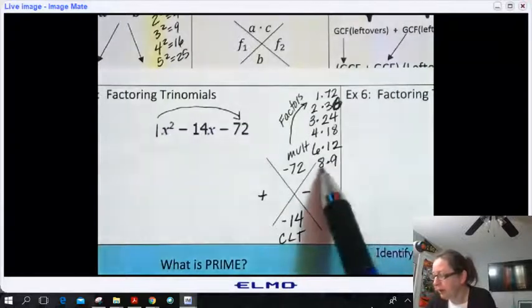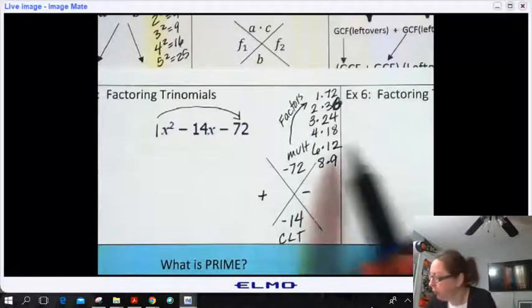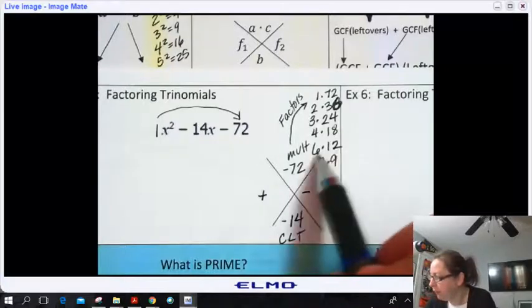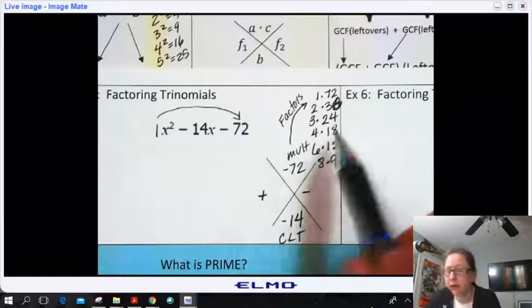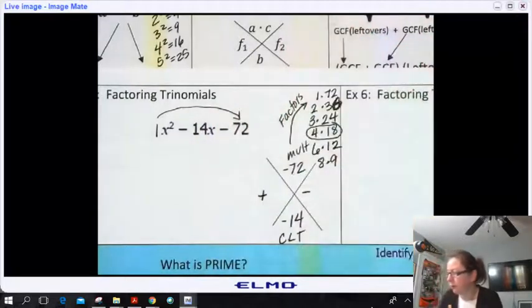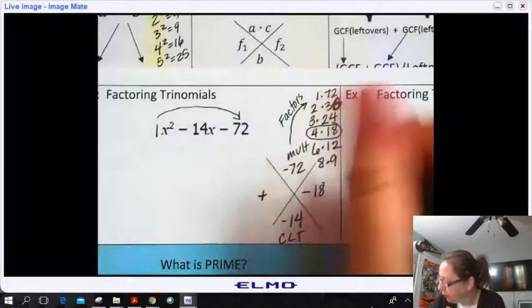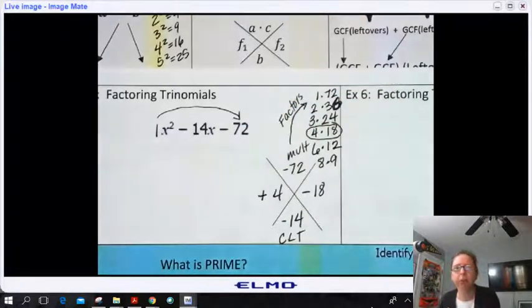So 8 and 9 is 17, or 1. Okay, 6 and 12 would be 6, or 18. 4 and 18 would be either 22 or 14. So this is a good combination. This is a good set of factors. Now I just need to decide which one should be positive and which one should be negative. So if I do negative 18 plus 4, I'll get to my negative 14.